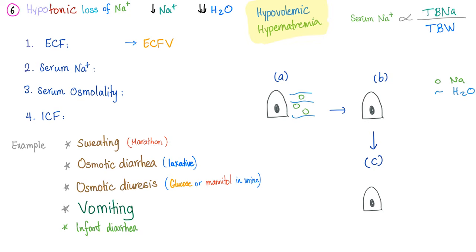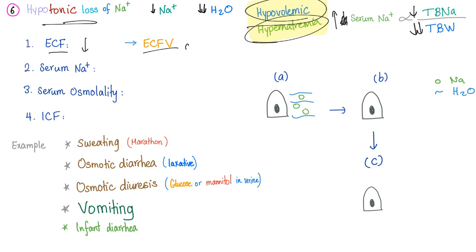Hypotonic loss of sodium, which means we lost more water than sodium. Let's lose more water than sodium. What's going to happen to the serum sodium? It's going to decrease. We call this... increase. Sorry, increase. It's called hypernatremia. Cool, but we lost the fluid, hypovolemic. So ECF is going to contract, extracellular volume depletion. Serum sodium is going to increase, serum osmolality high.